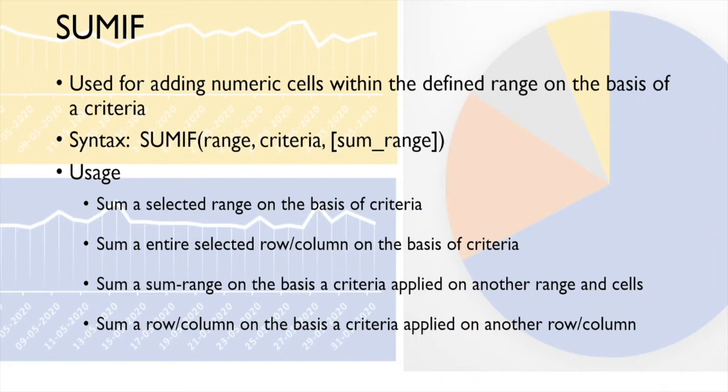So in the usage, we would be having the sum of a selected range on the basis of a criteria, then the sum of the entire row or column on the basis of a criteria, and then the next two are the sum of some range on the basis of a criteria applied to another range or cell. And the last one is the sum of a row or column, that is, here we have a row or column as the sum range on the basis of a criteria applied to another row or column. So this other row or column is the range part. So let's see how it is done.